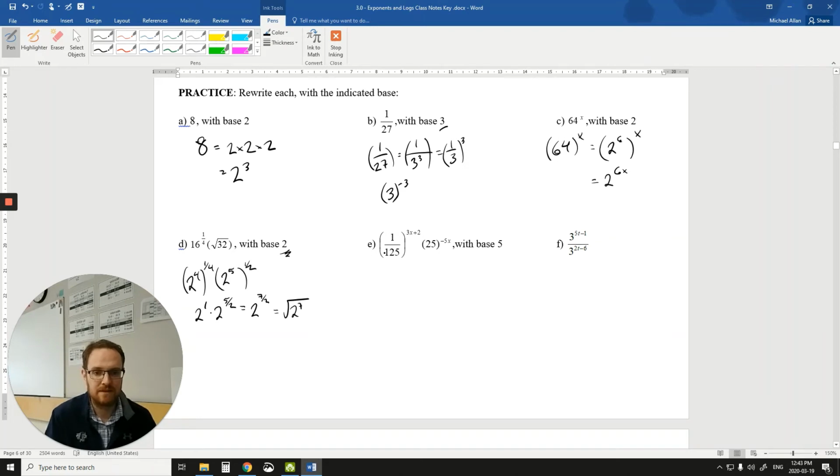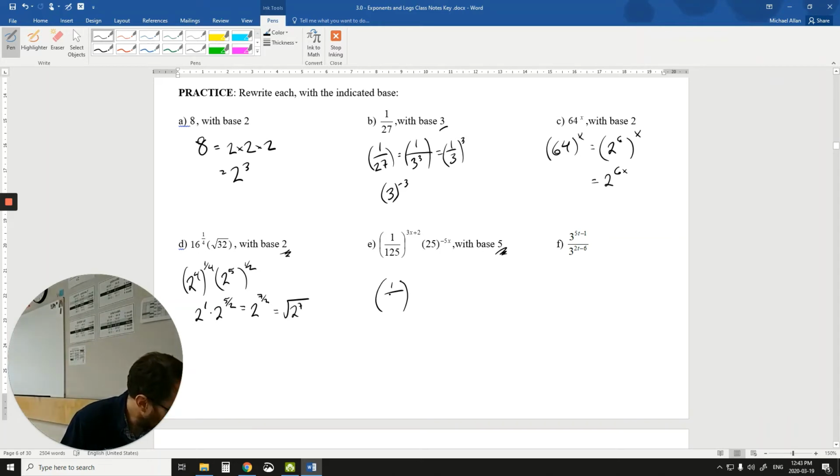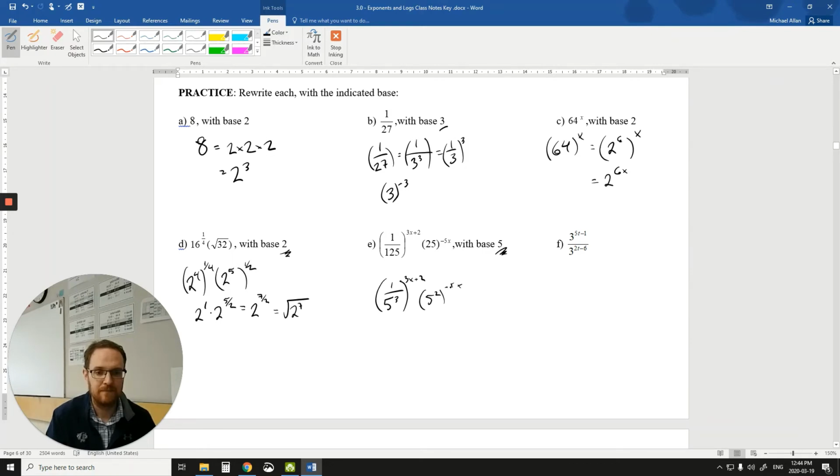All right, so we're going to do the same thing with this. This one has x's in the exponent, but I want to just change it to base 5. So hopefully I can change all these numbers to be in base 5, like 5 to the power of 3 is 125. So that's 3x plus 2. And then 25 is 5 to the power of 2. And then we have a negative 5x there, sorry.